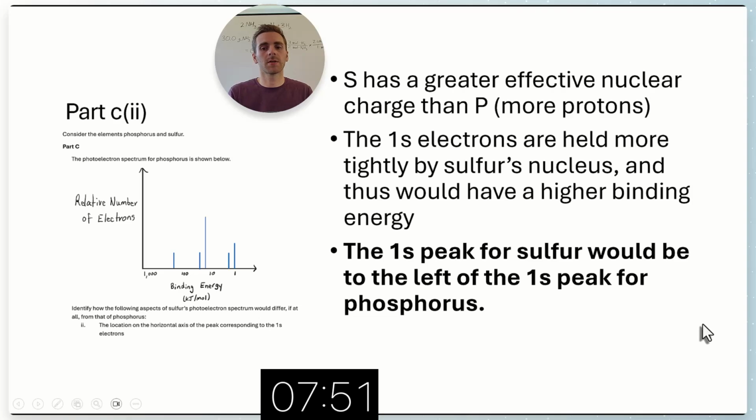Okay. And again, note that even though there was the exception for first ionization energy, that wouldn't apply here because that was based on losing the first electron that they would lose. Okay, there was the exception because they had different electron configurations. But here we're just comparing the 1s electrons for each. So that's more of an apples to apples comparison. And the only thing that would affect the amount of binding energy for that is the number of protons. Sulfur has more protons, so it'd be a higher binding energy. So it'd be farther to the left.